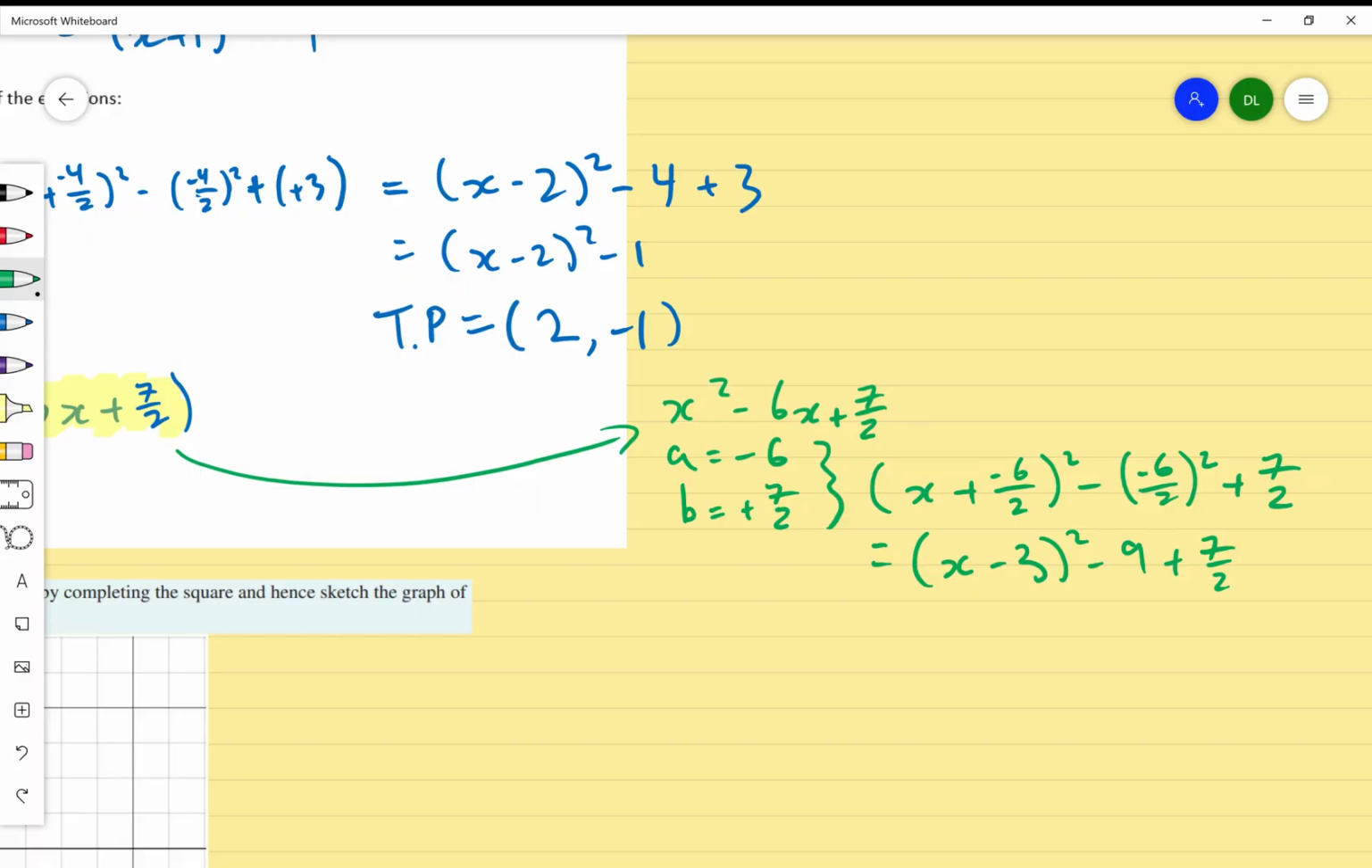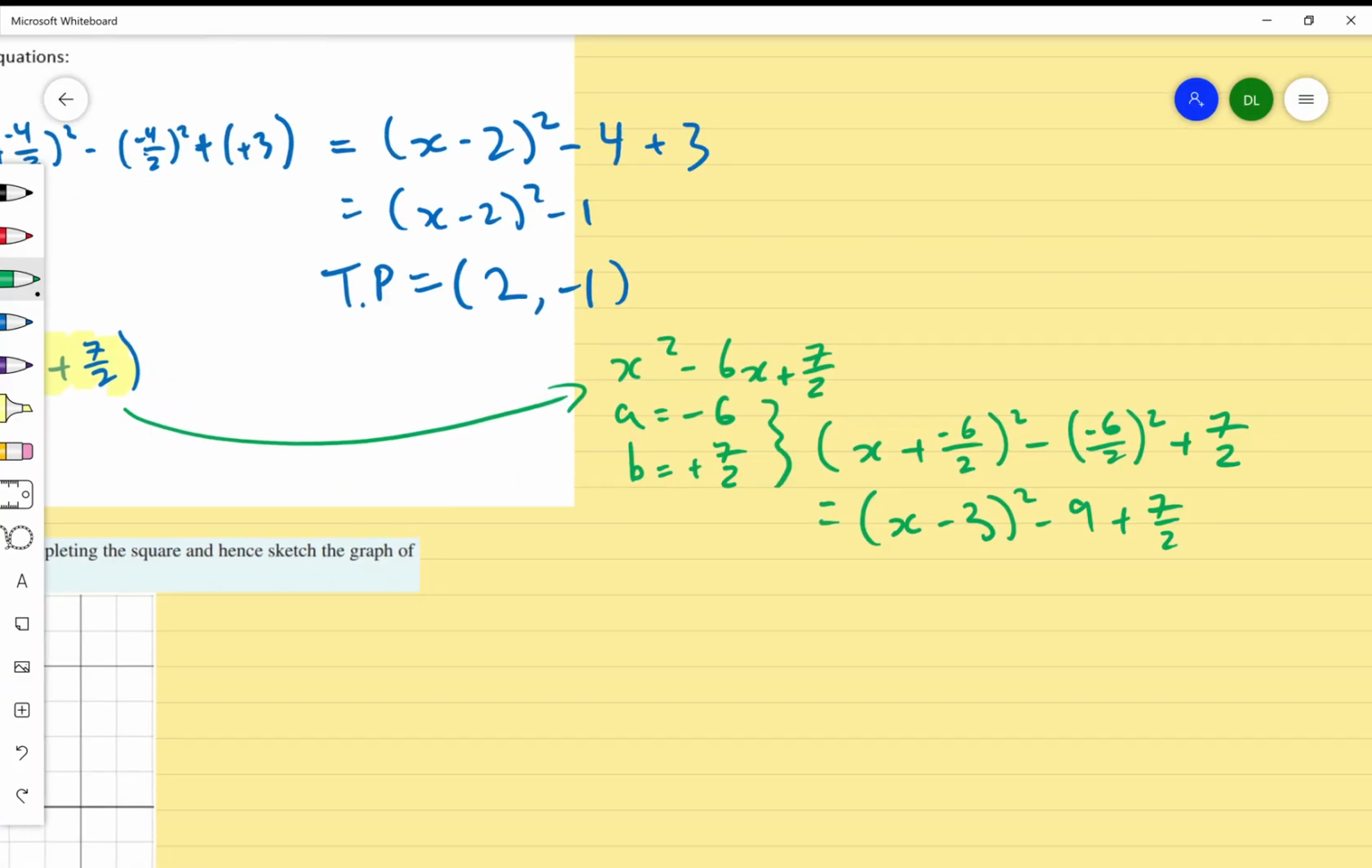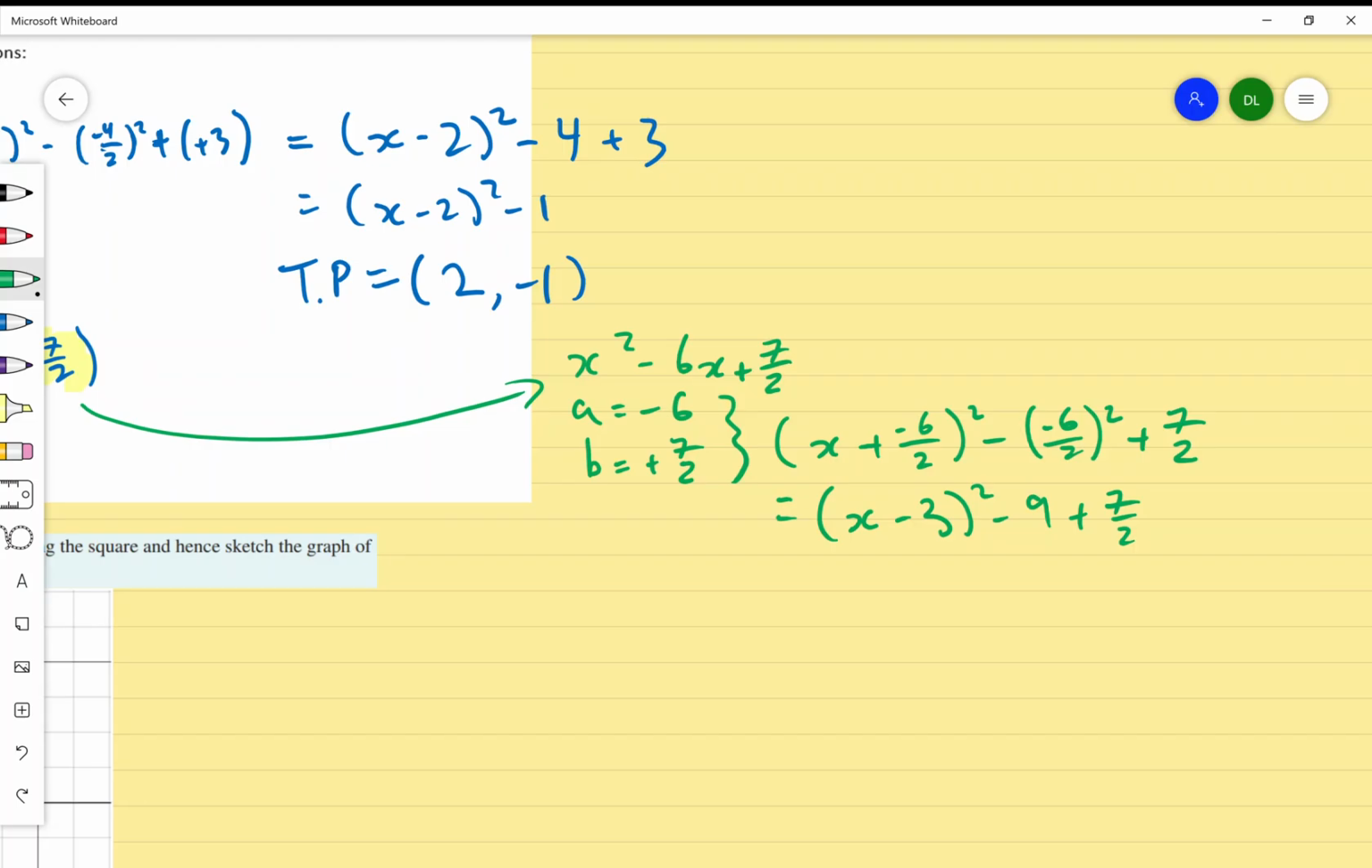Okay. So I'm going to simplify from there. This is just an understanding of fractions. I know that negative 9 is the same as negative 18 over 2. Are we okay with that? Lovely. So I know that equals x minus 3 squared minus 18 over 2 plus 7 over 2. Are we okay with that? Yeah, I know we don't do enough fractions in high school for some reason. And then from there, simplify that, I get x minus 3 all squared minus 11 over 2.